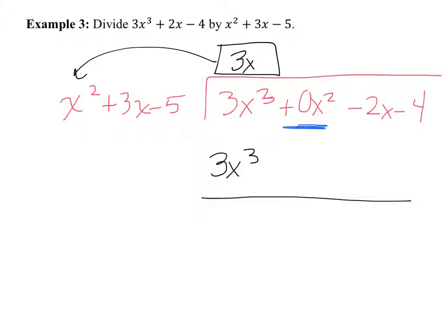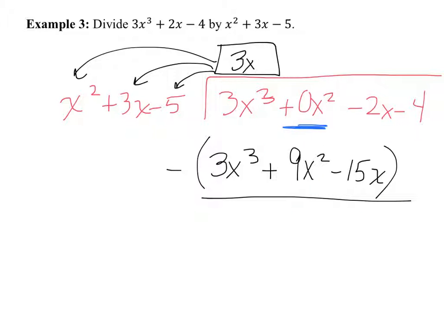What's 3x times 3x? Anybody? 9x squared. That's positive. What's 3x times negative 5? Negative 15x. Now, I cannot just carry down. I need to remember to subtract this. Put a big parenthesis set like this and subtract that whole thing.